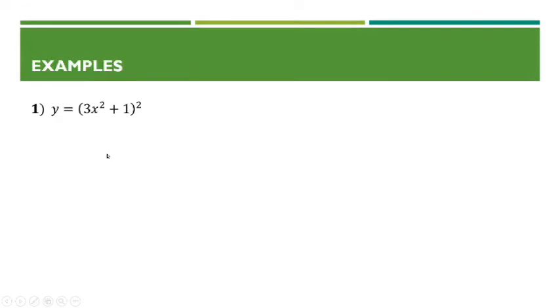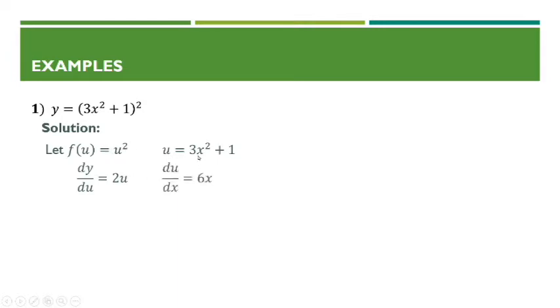So examples ng chain rule. Given function y is equal to (3x squared plus 1) quantity squared. Ang solution natin, let the function f of u is equal to u squared. So yung u natin is yung inner function and yung f is square of this function, and yung u is yung nasa loob, 3x squared plus 1. So the derivative of y in terms of u is 2u because of this, and the derivative of u in terms of x, so we have 2 times 3 is 6, and x raised to 2 minus 1 is 1, so 6x na lang.